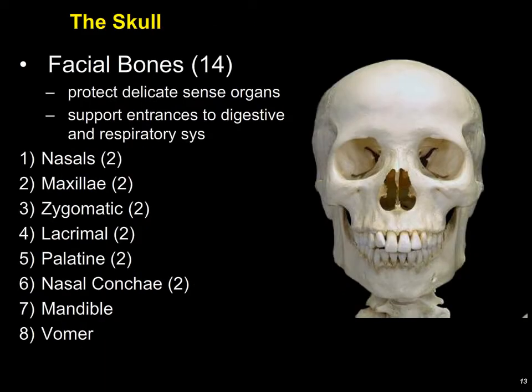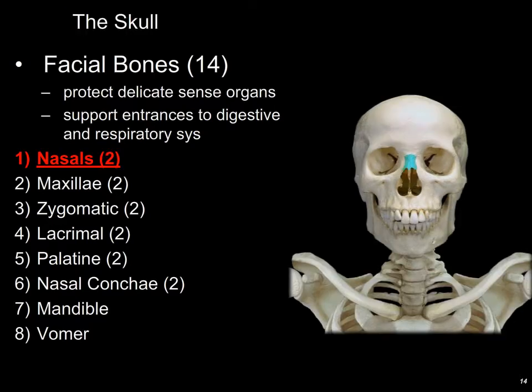Okay, now that we've looked at the cranial bones, we're going to switch gears and take a look at the facial bones. The facial bones are the bones that have no direct contact with the brain or the meninges. They do support the teeth, and they also give shape to the face, and they form part of the orbital and nasal cavities. And they also provide sites of attachment for muscles of facial expression and mastication, which just means chewing. So there are 14 facial bones, and these include the nasals, the maxillae, the zygomatic bones, the lacrimals, the palatine bones, the nasal conchae, the mandible, and also the vomer.